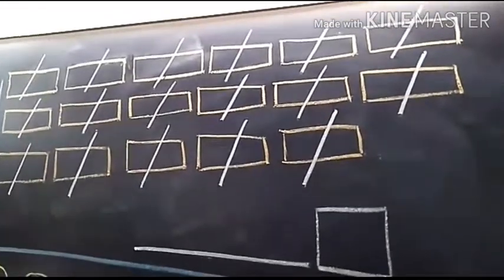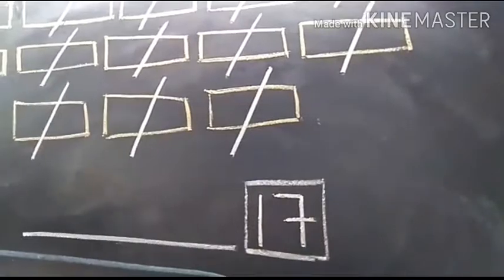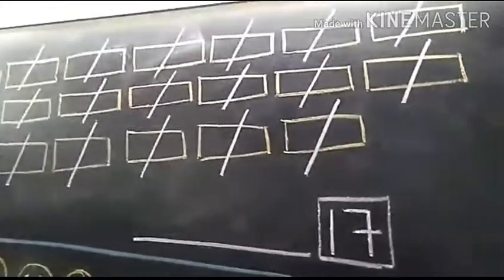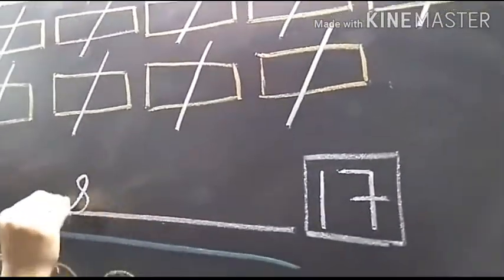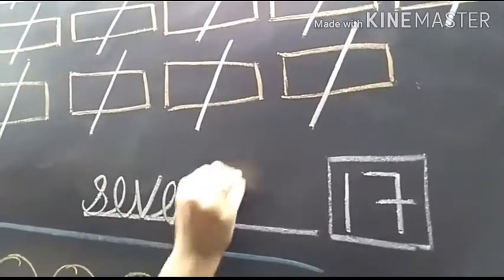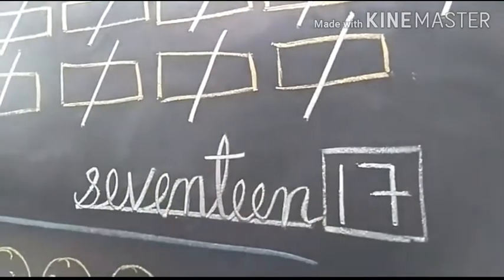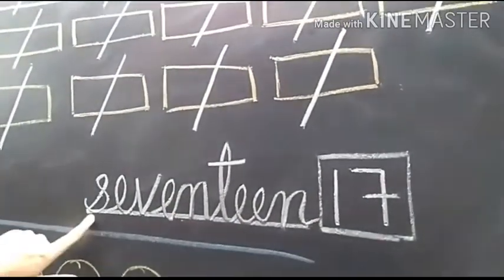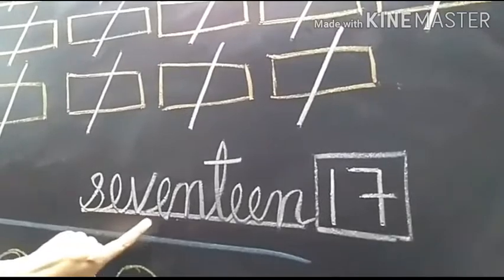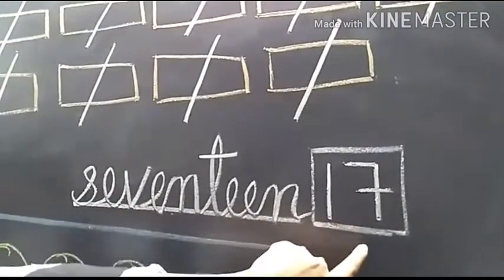Yes, there are 17 bricks. Come on, let's spell 17. S E V E N T E E N. 17. Again, S E V E N T E E N. 17.